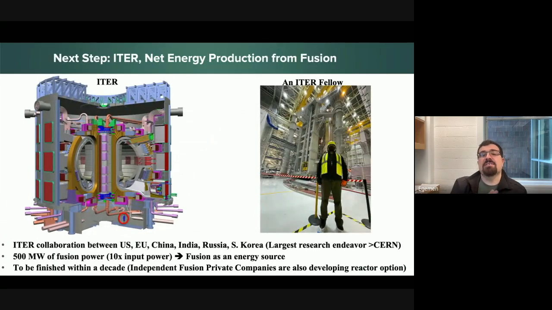So what is next? We kind of know what to do in simple ways. We want to build a reactor. The machines that we had were test reactors. They're a bit small. We are building ITER. This is an international collaboration between the US, EU, China, India, Russia, and Korea. It is the largest research endeavor that humanity has ever taken. It's bigger than CERN by orders of magnitude. And hopefully this will help us on the path to fusion energy.